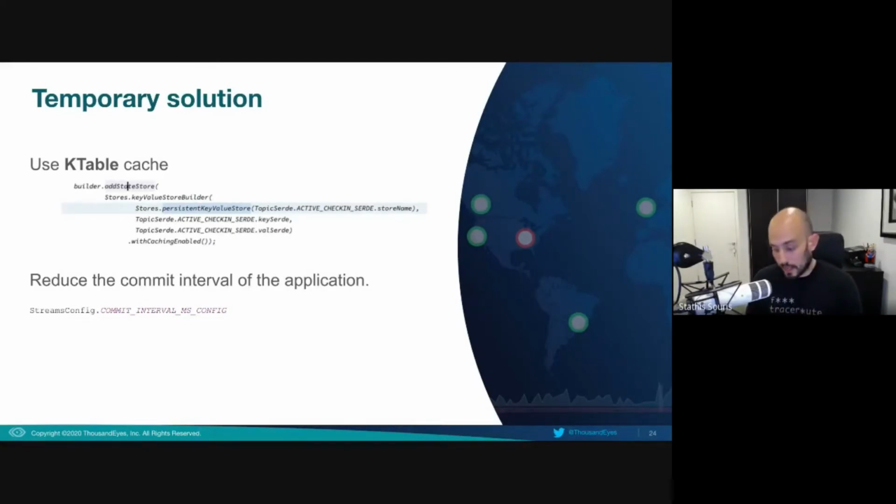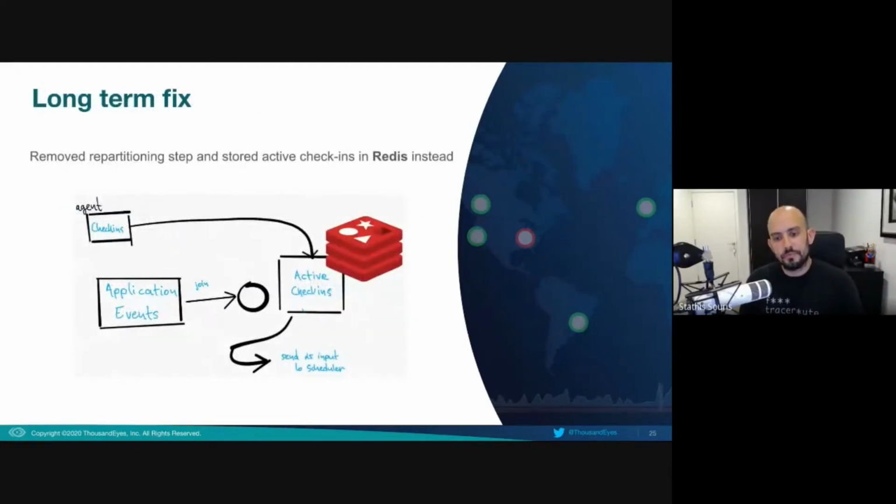So we did another round of stress tests, and we noticed that the next breaking point was around the corner. What we did was remove the repartitioning step entirely, because it wasn't a good strategy to go from a very good partition key, the agent key, which is a UUID, to an account ID, since we were creating hot partitions. We removed the partitioning key entirely, and instead we stored those active check-ins inside Redis.